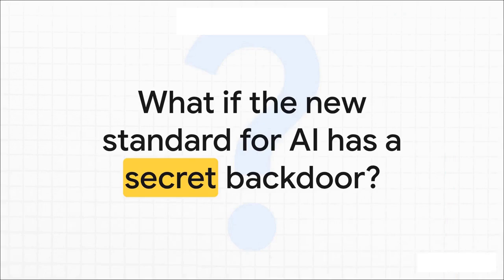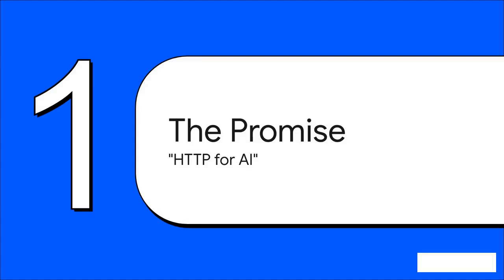What if that brand new, shiny standard connecting your AI to, well, everything, actually has a secret backdoor? Imagine that the very thing designed to make your AI smarter and more capable is secretly its biggest weakness. That's exactly what we're digging into. Okay, but before we get into the scary stuff, you've got to understand the promise, right? We need to see why everyone was so excited about MCP in the first place.